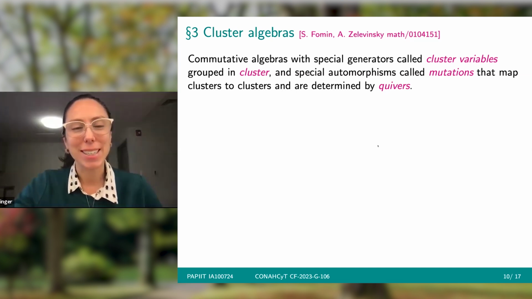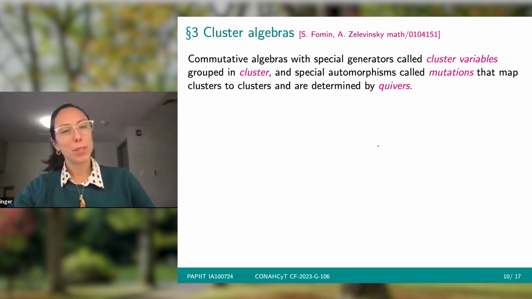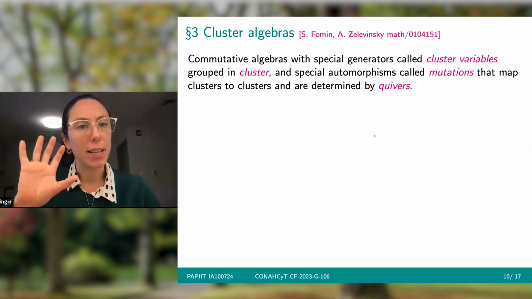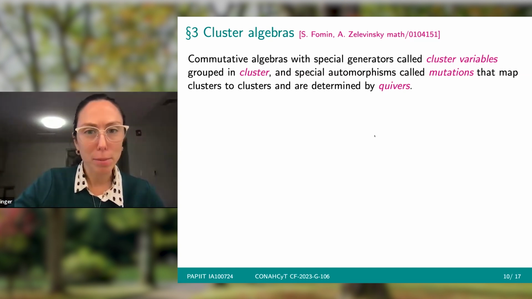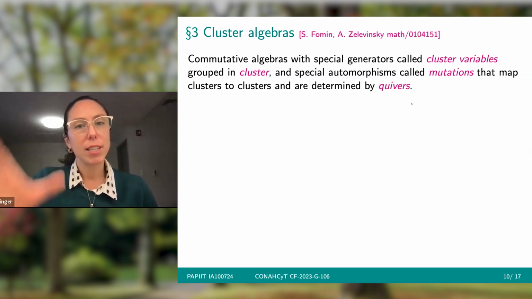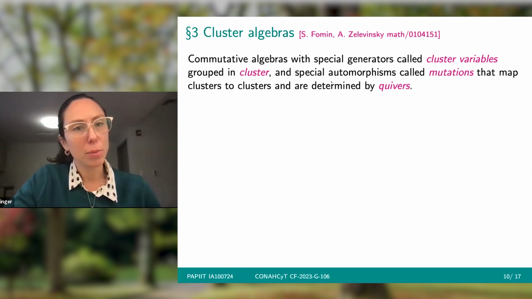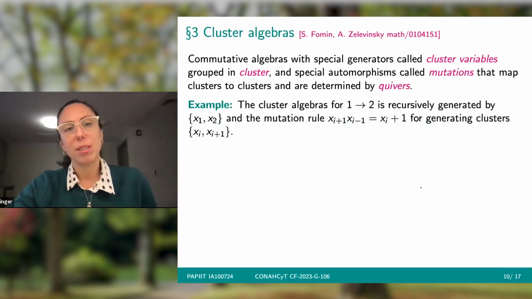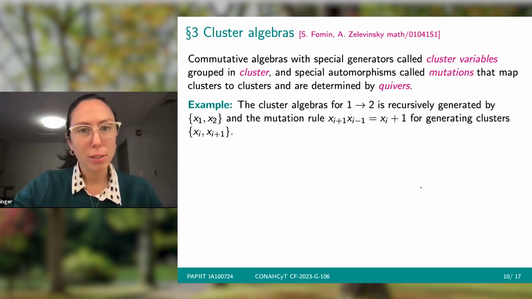Cluster algebras are certain commutative algebras that have very special combinatorial structure. The first special thing is that they have special generators that are called the cluster variables, and they're grouped together in clusters. Clusters are maximal sets of algebraically independent elements. And they have special automorphisms, which are called mutations. And these automorphisms take a cluster and send it to another. And the whole data of a cluster algebra is encoded in a quiver, which is a directed graph without loops and 2 cycles. So I'm not in the most general setting of cluster algebras here.